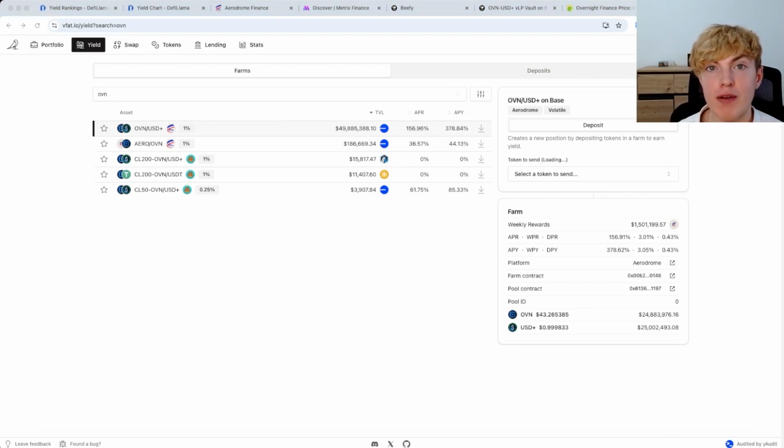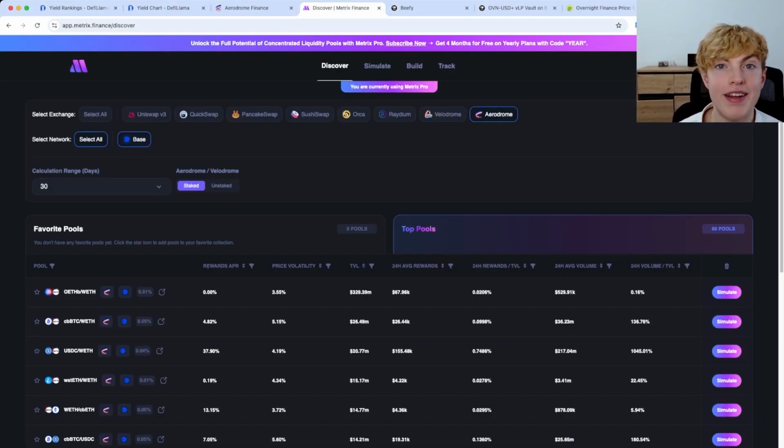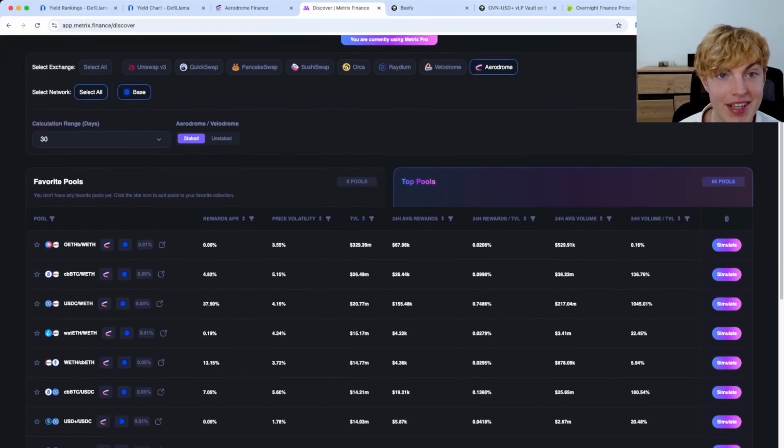Now that we've talked about finding those full range liquidity pools over on Aerodrome, I'm going to talk about finding the concentrated liquidity pools over on Aerodrome. We're not going to be using any filters. I'm just going to show you how you can use Metrics Finance and the free version in specific to help you find these pools. You'll see there's some pools like Coinbase Bitcoin to Ethereum, and this is if you want to pair Bitcoin with Ethereum basically.